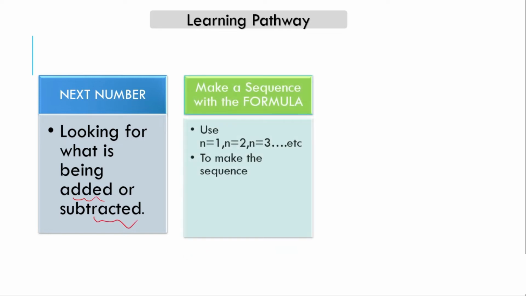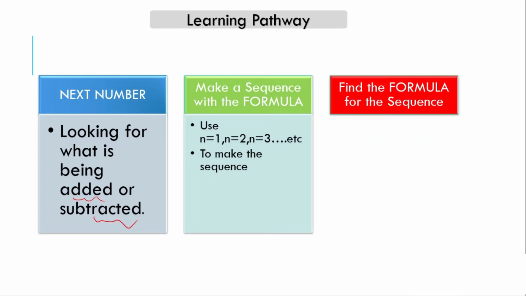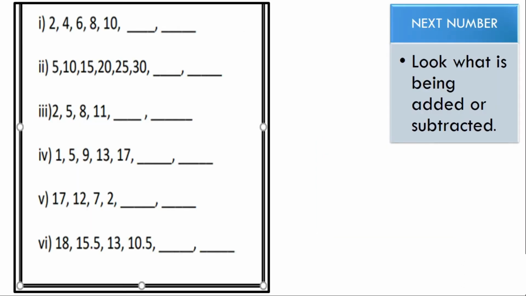The second part is where you are asked to make a sequence with the formula given. The third one is to find the formula for the sequence. You will have a linear sequence given to you, and you will be asked to find the n-term rule. So let's start with the first part.